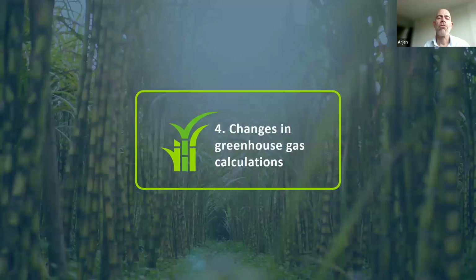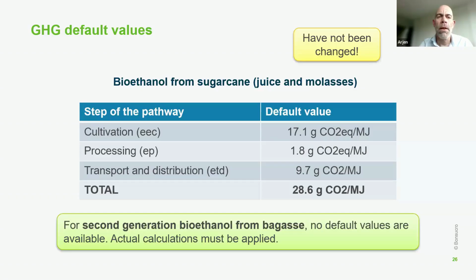Then, changes in greenhouse gas calculations. Changes in greenhouse gas calculations obviously apply both to mills and to supply chain operators. First, in relation to greenhouse gas default values. The good news here is that the default values for bioethanol from sugarcane have not been changed in the new version of the standard. They have been listed here.